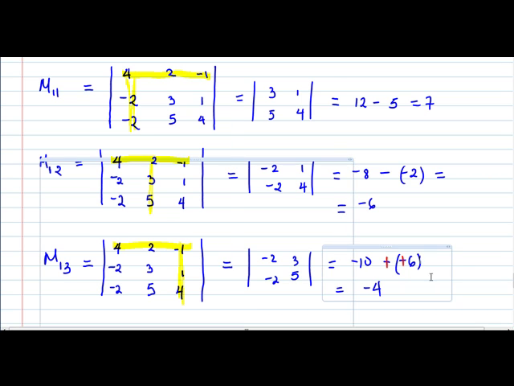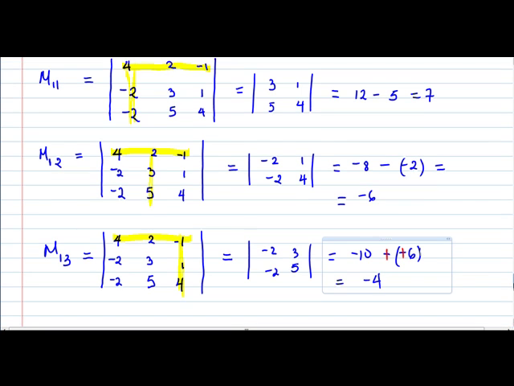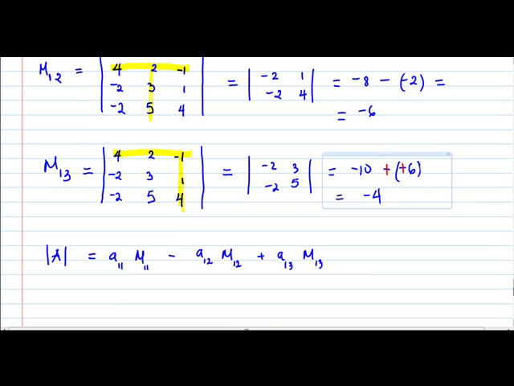So now I just copy the determinant of A down again, and now we can find the determinant of A. The entry of first row, first column is right here, which is 4.